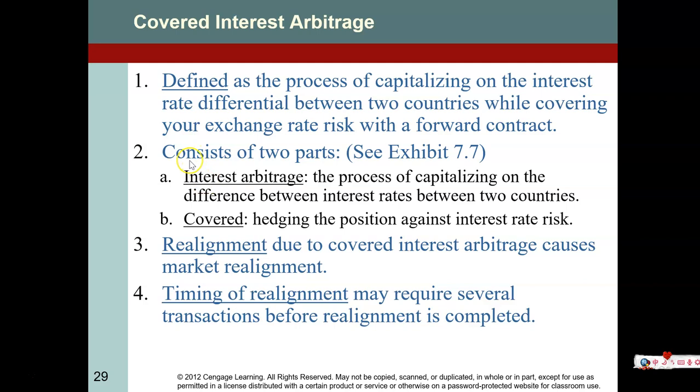So this arbitrage consists of two parts. The first part is interest arbitrage, the process of capitalizing on the difference between interest rates between two countries. The other part is called covered, or it is covering our exchange rate risk by hedging the position against interest rate risk. Realignment due to covered interest arbitrage causes market rate alignment, so the interest rates between two countries will come together at the same level. Timing of realignment may require several transactions before realignment is completed.